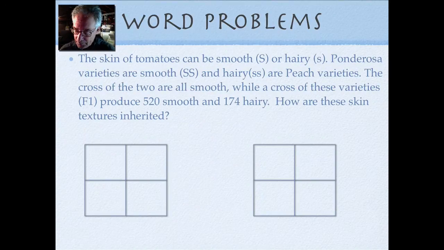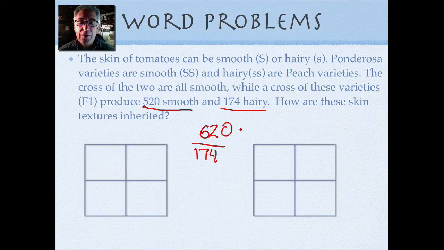Let's go back one. 520 smooth and 174 hairy. Those ratios are really important because it's those ratios that are going to determine the inheritance. What kind of ratio is that? If you don't know what it is, just take 520, divide it by 174, and it's going to come out to about 3.1. In other words, the smooth are 3 times as many as the hairy.